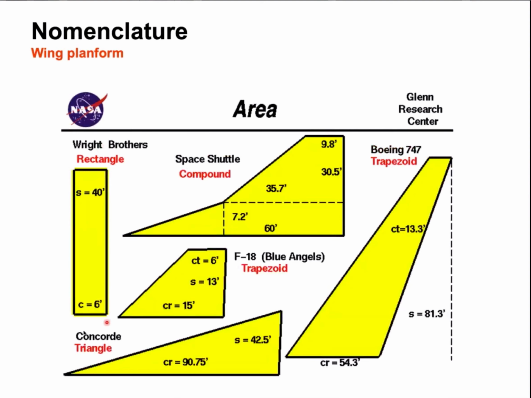High-speed aircraft, like supersonic aircraft, have a triangular planform, or compound type of planform, such as the space shuttle. It has a triangular and a trapezoid. I don't know how you want to look at it, but it's a compound type of system. And a Boeing 747 has a swept back, so you'll see you have this angulated backwards type of a swept back trapezoid. So that is the planform.